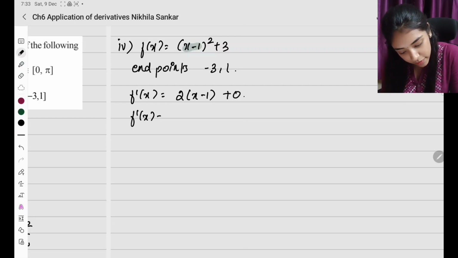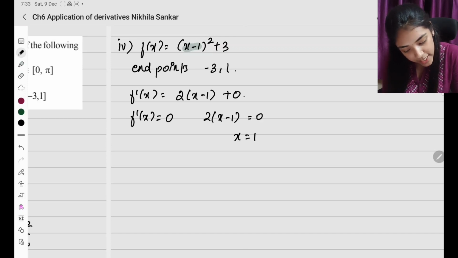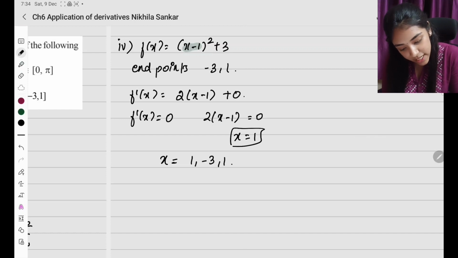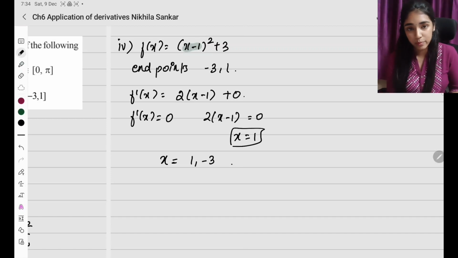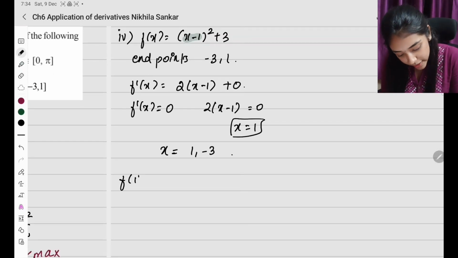When I equate f dash of x to 0, I have 2 times x minus 1 equals 0. So x equals 1. So what are my values? This is going to be x equals 1, minus 3 and 1. Okay, so 1 is repeated twice. So basically my critical point and my end points are going to be the same. So I have to find the value of f of 1 and f of minus 3.